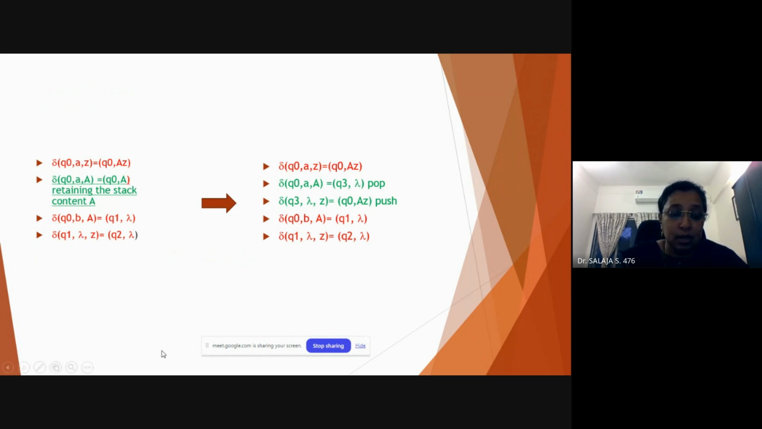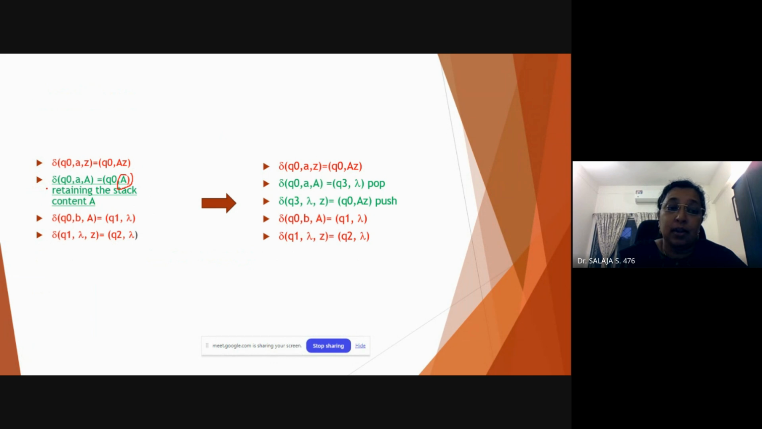For example, if you have only one variable on the output side, then what should we do? We should rewrite the transition in such a way that there is an increase and a decrease. So for retaining, the first transition will go for a decrease and the second transition will go for an increase.